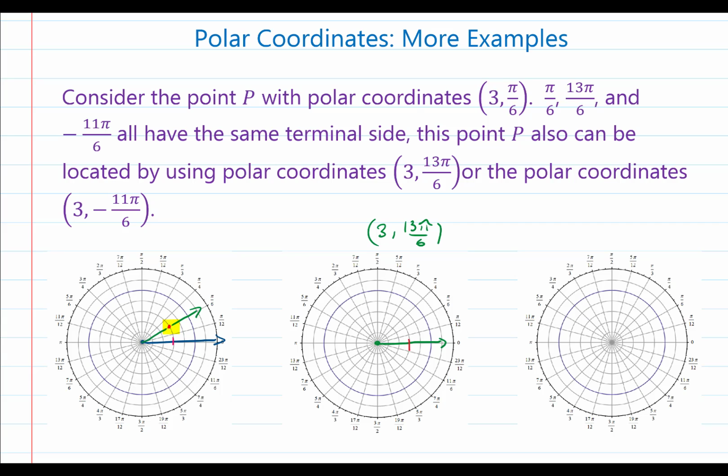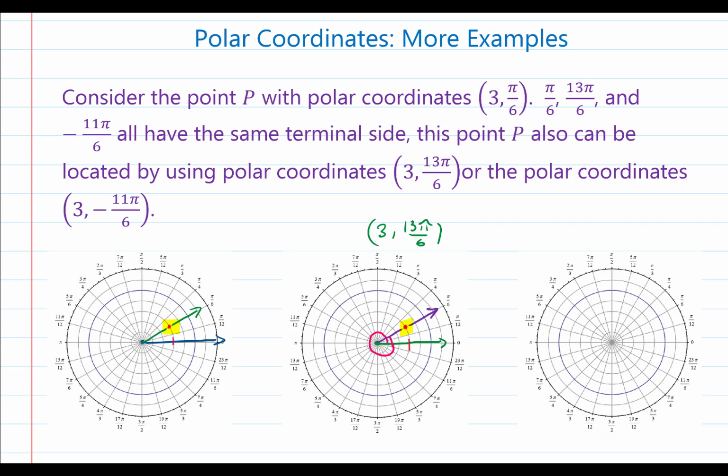And then I'm going to rotate 13 pi over 6. Now remember, 13 pi over 6 is larger than 2 pi, so this is a full revolution around the coordinate plane plus an additional pi over 6. That means that my point will still be located right here, and my terminal side will be along the pi over 6 angle. This is the exact same point in the polar coordinate system as the first point, which was represented by the ordered pair (3, pi over 6).